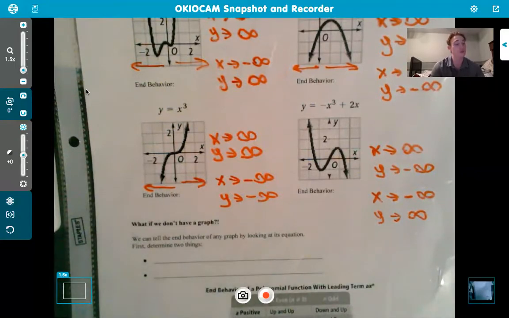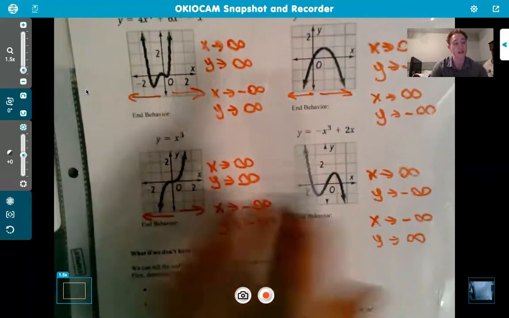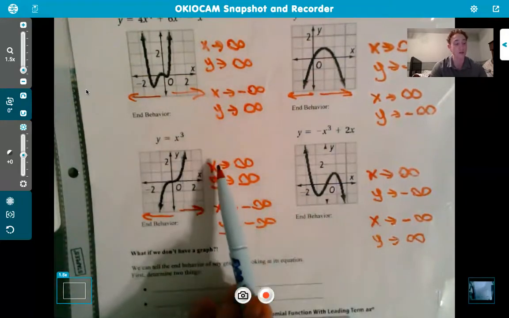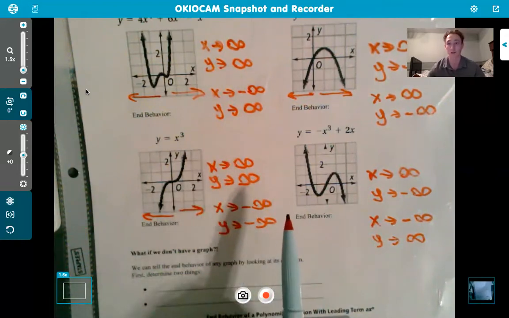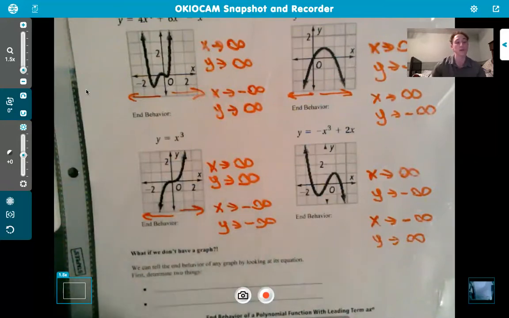All right, so there's really only a couple different situations. Notice that in each of these graphs, we're always going to ask, what is x doing as it goes in the positive direction? What is x doing as it goes in the negative direction? And then we're just going to be able to determine from that what my y values are and what they're going to be approaching.